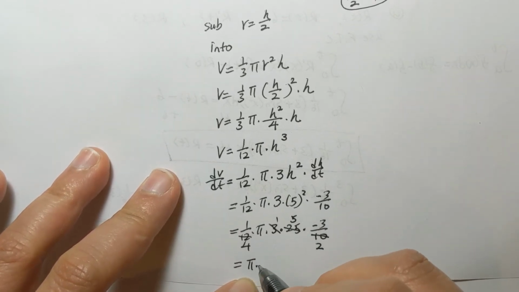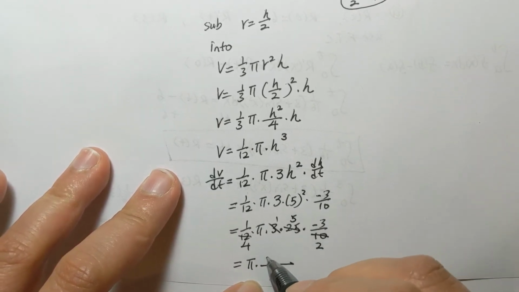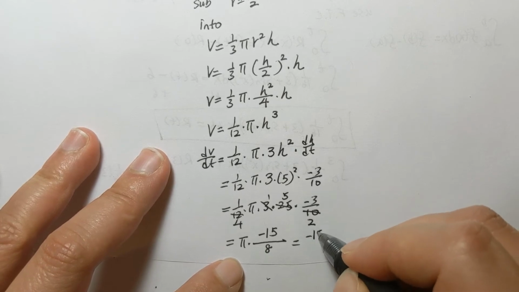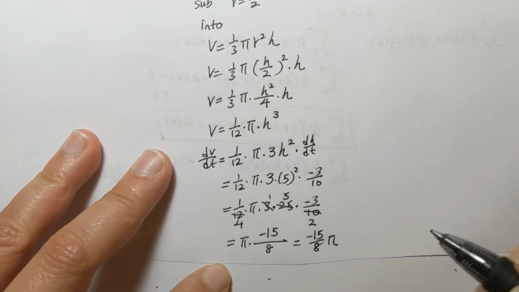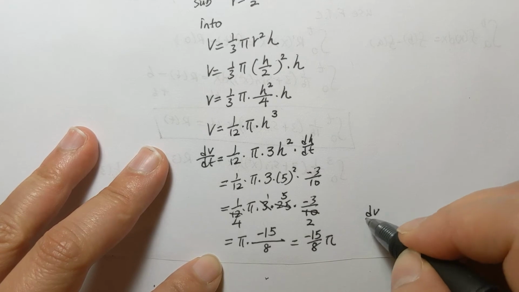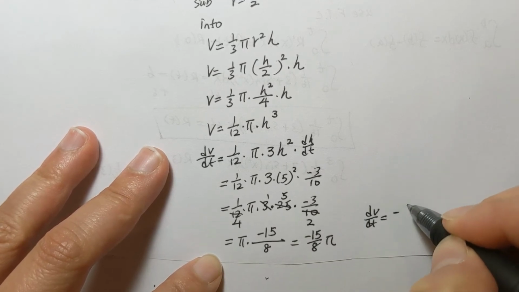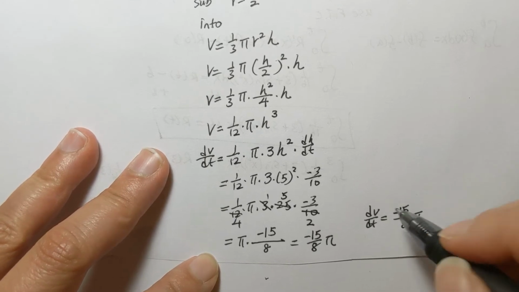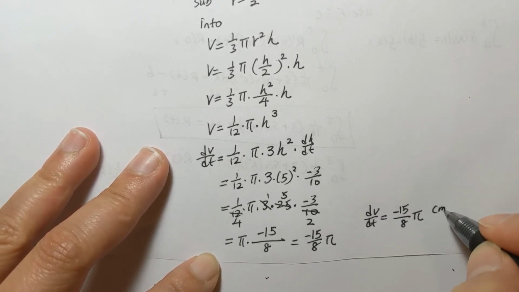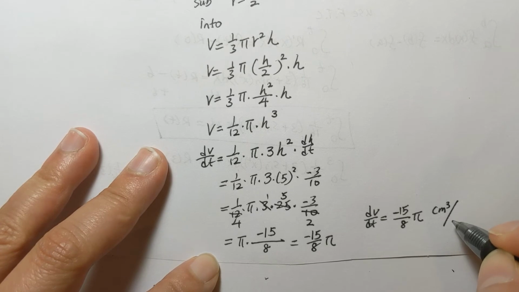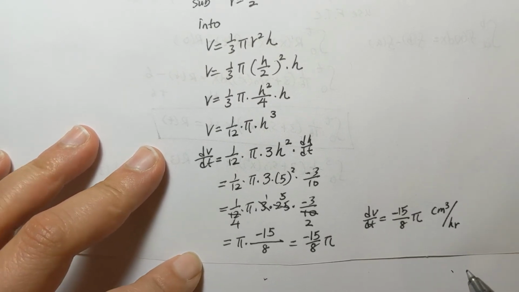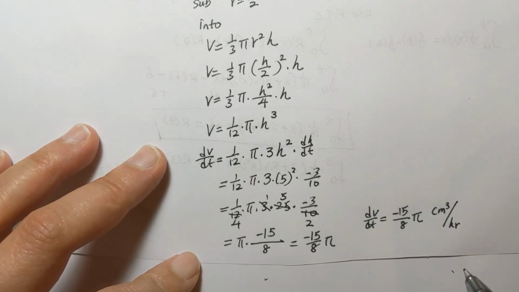So we get pi times, the numerator would be negative 15, denominator would be 8. So you're going to get negative 15 over 8 times pi. So therefore dV/dt equal to negative 15 over 8 times pi. And this is three-dimensional, so it would be cm³ per time. The time is in hours. So we finished part B.